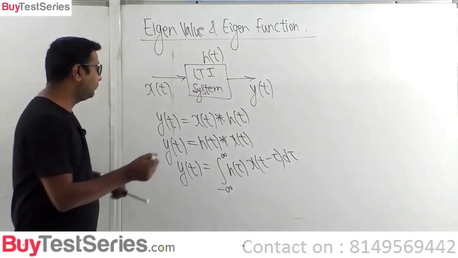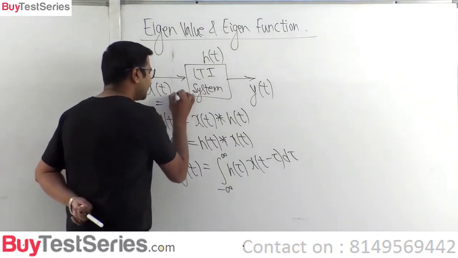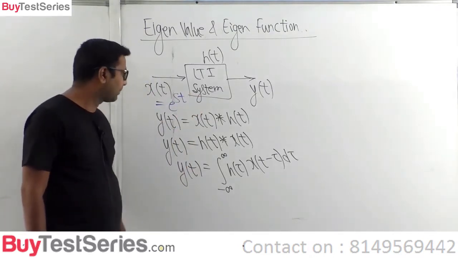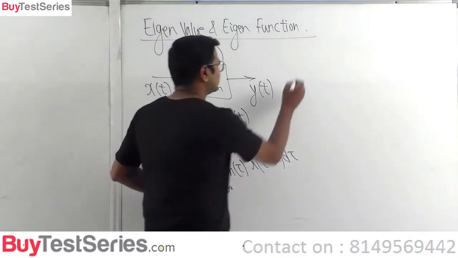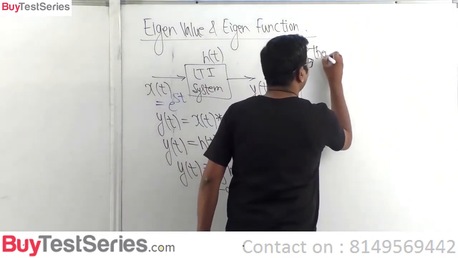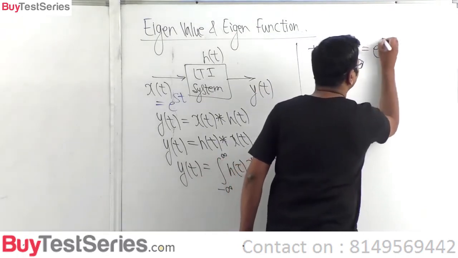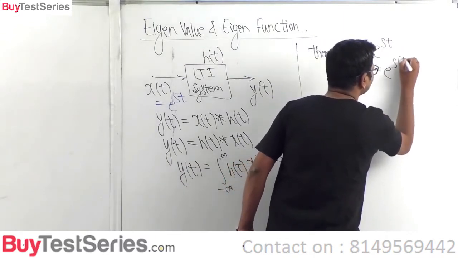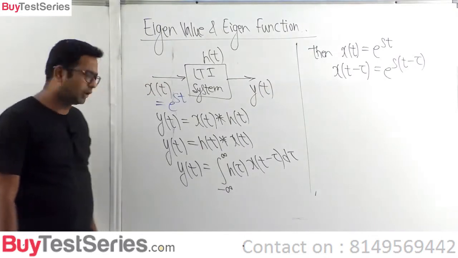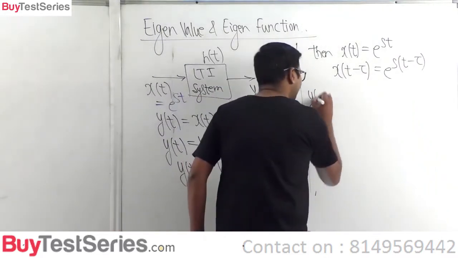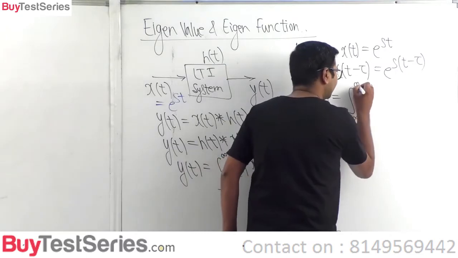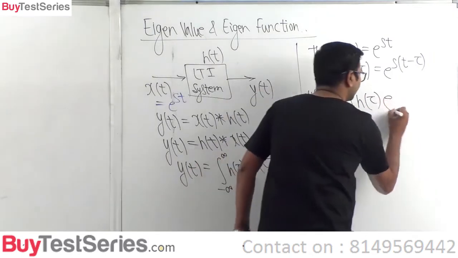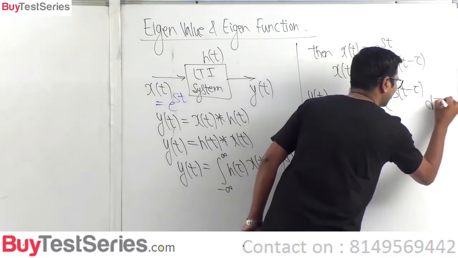Now let us say that the input applied is e raised to st. If the input applied is e raised to st, then x of t minus tau can be written as e raised to s into t minus tau. Therefore, the output y of t can be expressed as integration from minus infinity to infinity h of tau, and instead of x of t minus tau, we can write e raised to s into t minus tau, d tau.